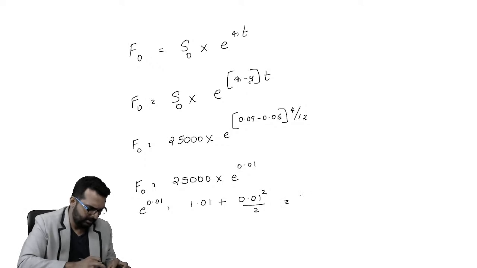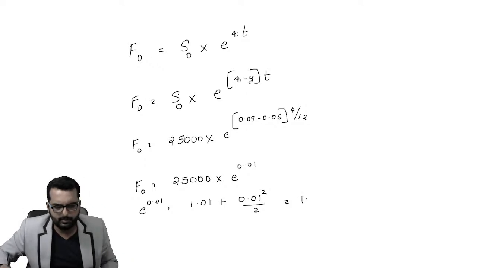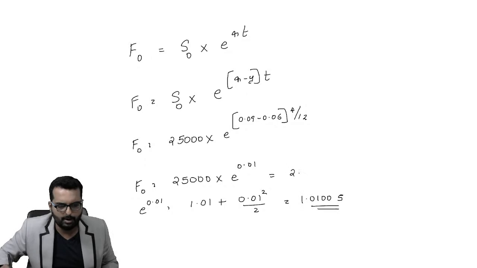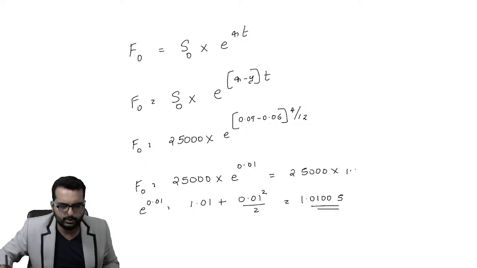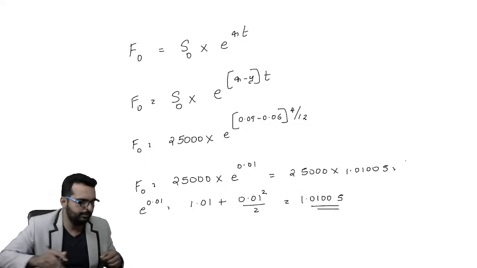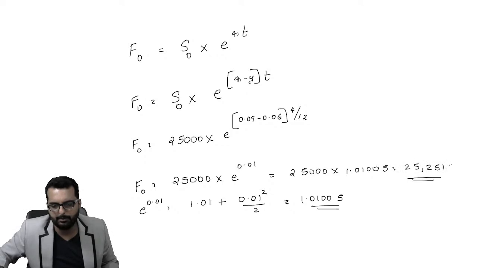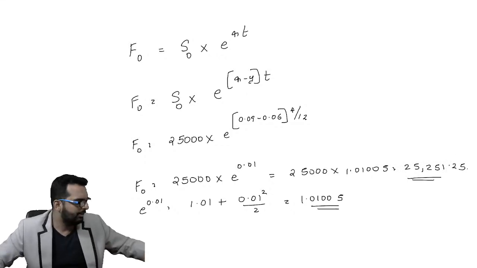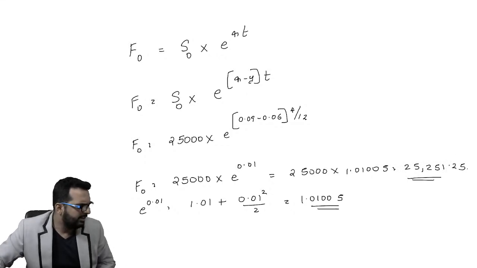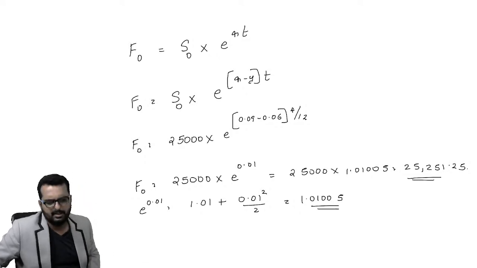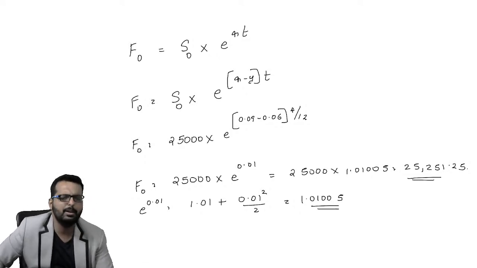0.01 into 0.01 divided by 2 plus 1.01. That will be 1.01005. So here the formula would be 25,000 into 1.01005. Ideally, the answer should be 25,251.25. But your textbooks have done it in a simple compounding manner and they have got an approximately similar answer.